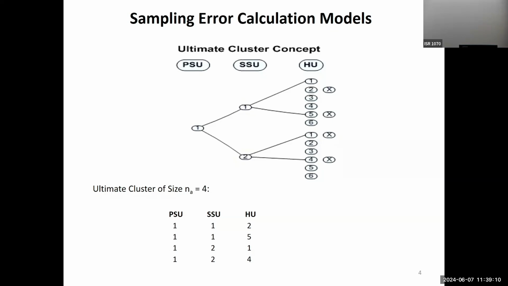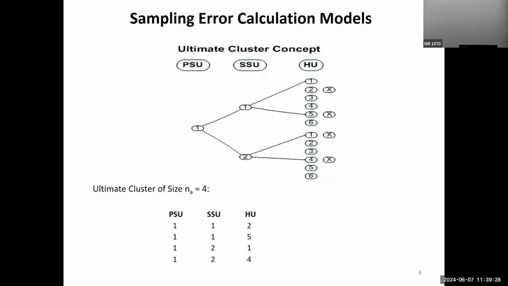Now, there could have been many possible ultimate clusters of size 4 coming from this PSU. This is just one possibility. You can go through the whole thought exercise. It could have been this person, this person, this person, and this person in the multi-stage design.